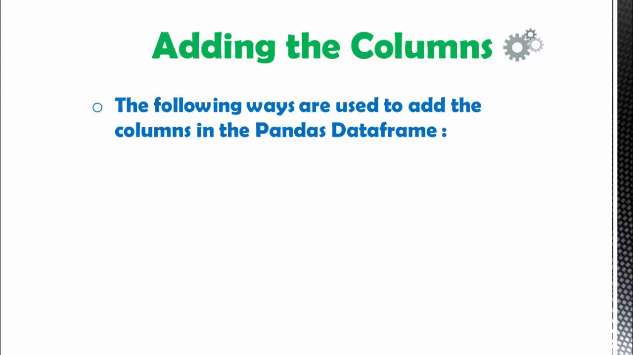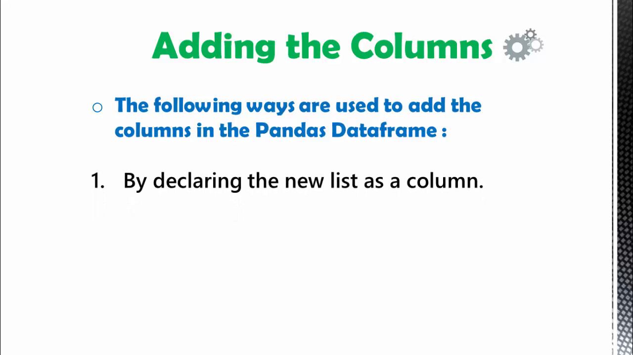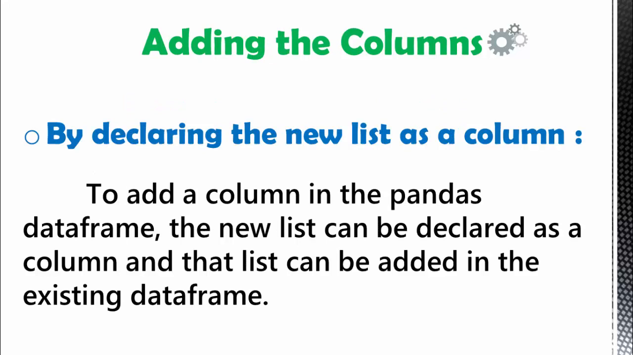So now first we are going to see how we can add columns within the existing dataset, or we can say a data frame. The following ways are used to add columns in the pandas data frame: the first is by declaring a new list as a column, and the second way is by using insert. We are going to see both the options one by one. So let's first see how we can add the column by declaring a new list as a column.